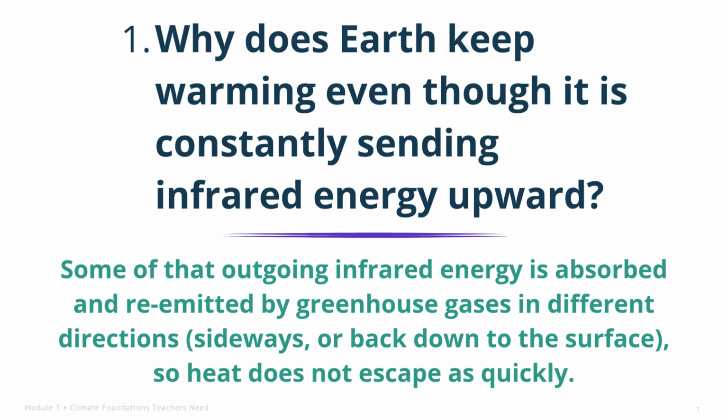So if you had a response that included that some of that outgoing infrared energy is absorbed and re-emitted or redirected by greenhouse gases in different directions, sideways or back down to the surface. You can even include, back into space. So heat does not escape as quickly. Right? And if it goes into space, that wouldn't really impact the heat down here on Earth.